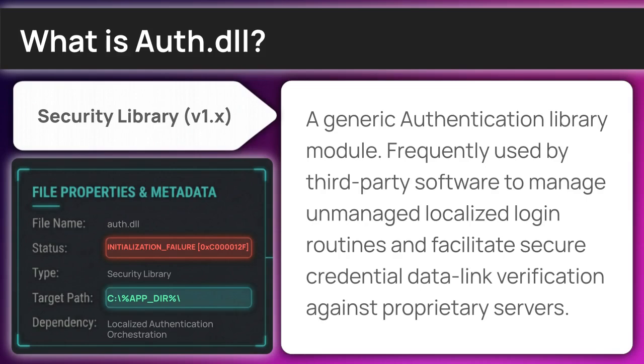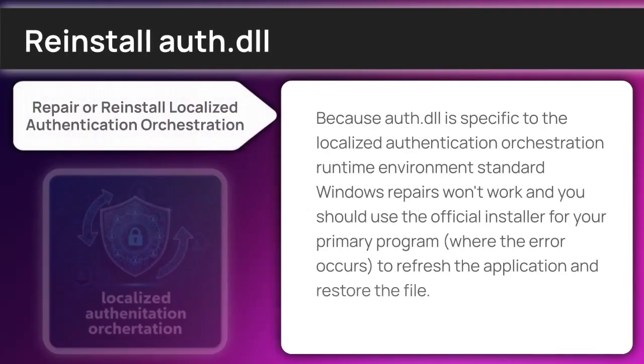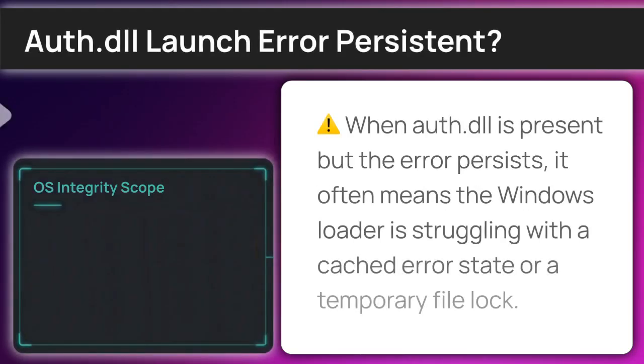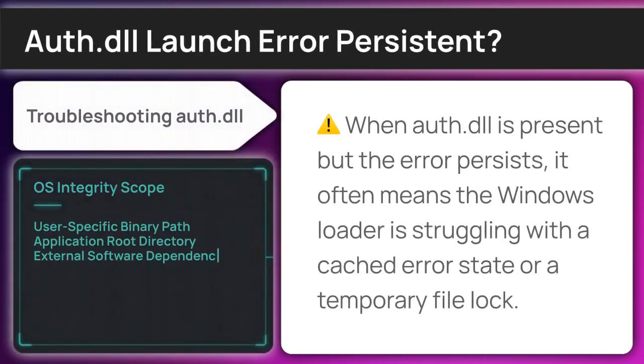Now that you have the context, let's move into the repair process with a fresh installation. Because Auth library DLL is specific to the Localized Authentication Orchestration Runtime Environment standard, Windows repairs won't work, and you should use the official installer for your primary program where the error occurs to refresh the application and restore the file.